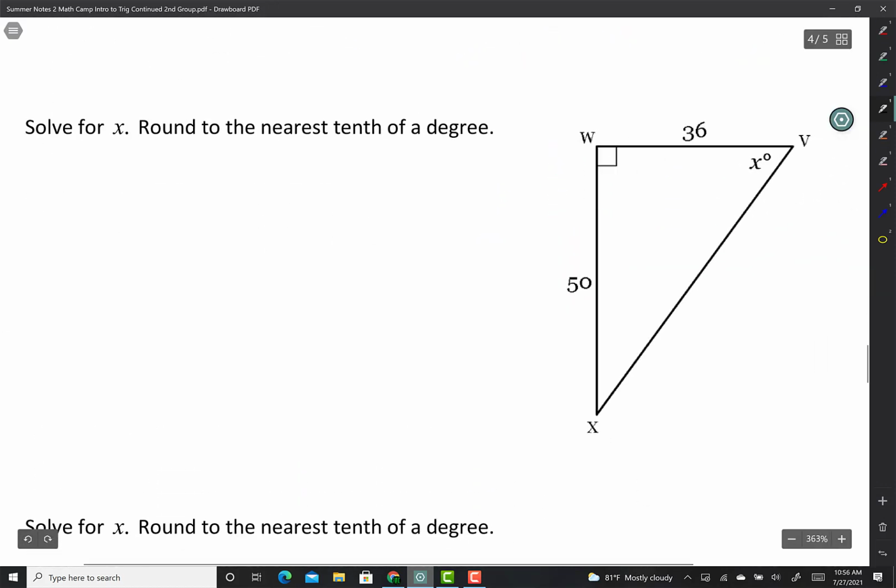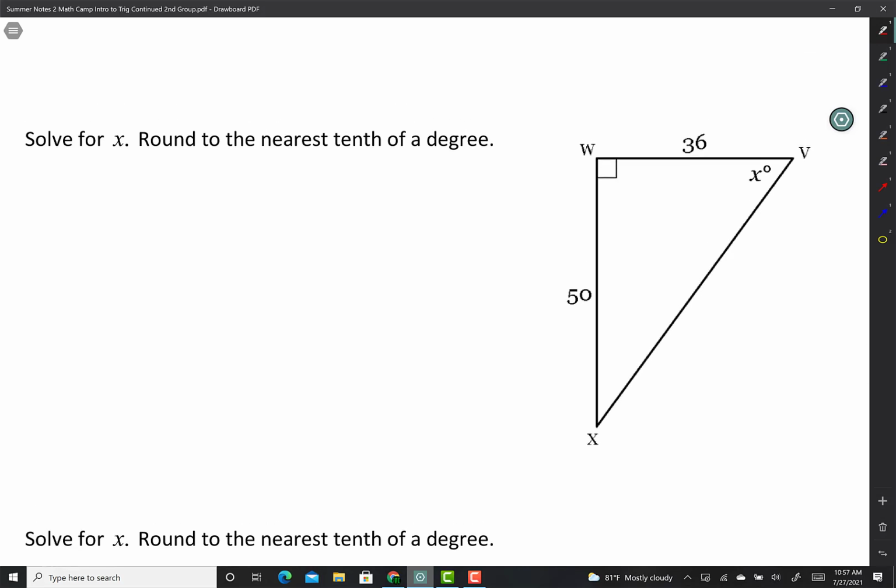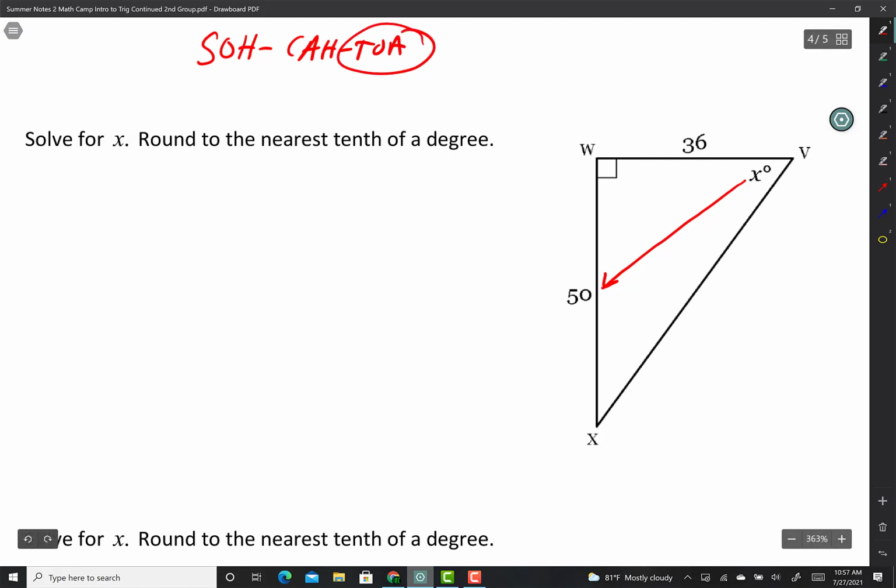All right, so here we go. You guys ready? It says solve for x, round to the nearest tenth of a degree. So I'm going to write SOHCAHTOA. Solve for x. So x is a degree. With respect to x, is that 50 opposite, adjacent, or hypotenuse? Opposite. What about the 36? Which one uses opposite and adjacent? So we're going to write tan x equals 50 over 36. And yeah, you can reduce the 50 over 36, but just leave it alone because we're not interested in that.